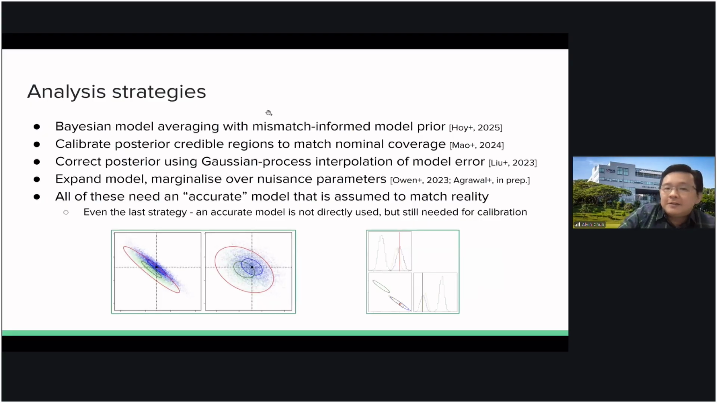So here, it's just some analysis strategies which you can use to reduce the accuracy requirements on waveform models. These are just some that have appeared recently. So you can do something like Bayesian model appraising.